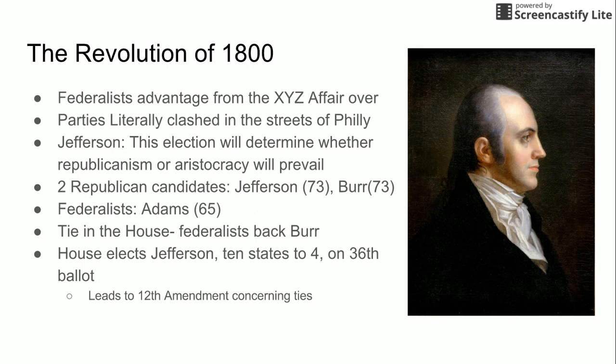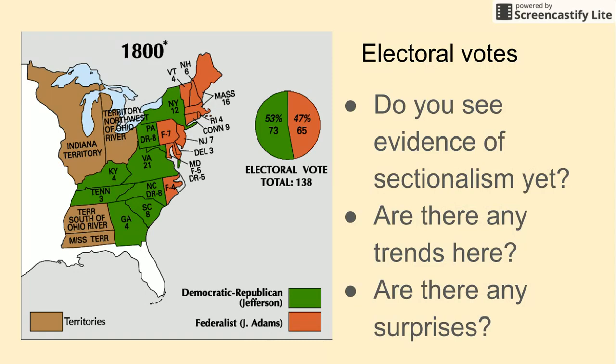However, Hamilton supports Jefferson because he doesn't like Burr. The House elects Jefferson, 10 states to 4 on the 36th ballot. So I think I actually mentioned a little bit of this from the last video. But look at this here. And these are the votes. This is the map work that you did last class.